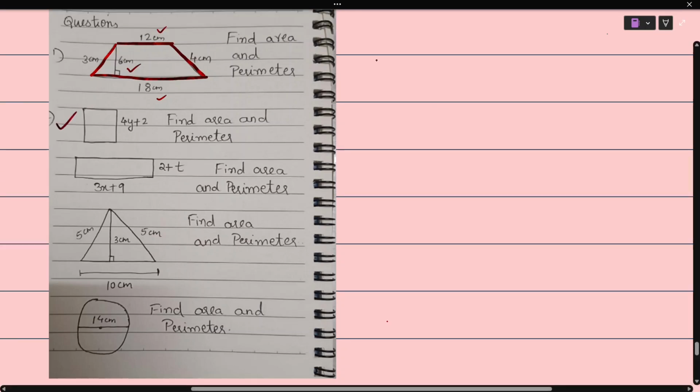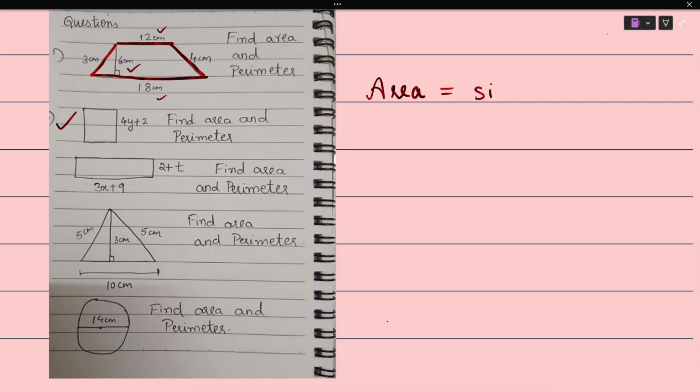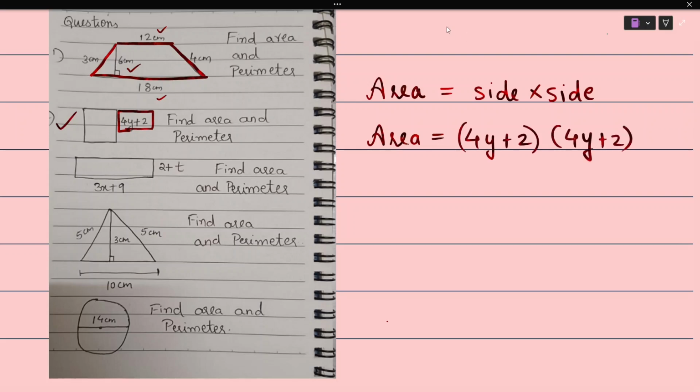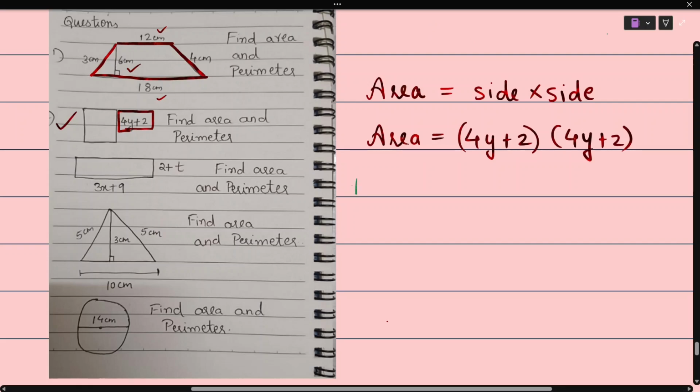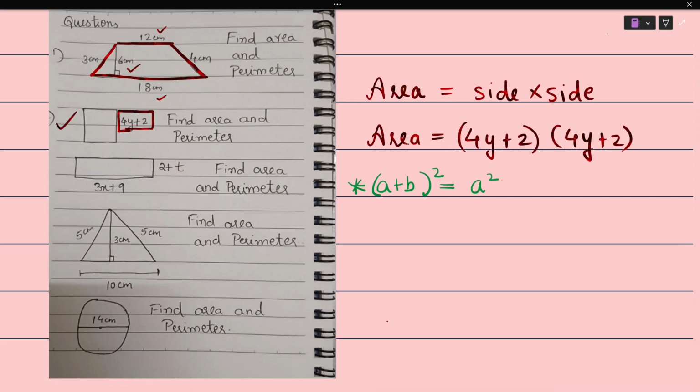Let's do the next question, that is to find the area and perimeter of a square. So area of a square is equal to side times side. Here it is given that the side of the square is 4y plus 2. So the area is equal to 4y plus 2 into 4y plus 2. Now we have already learned the identity a plus b the whole square is equal to a square plus 2ab plus b square. So we are going to use this algebraic identity over here.